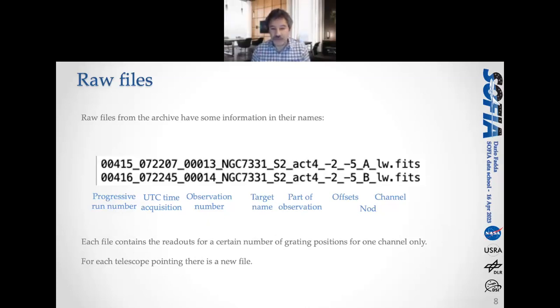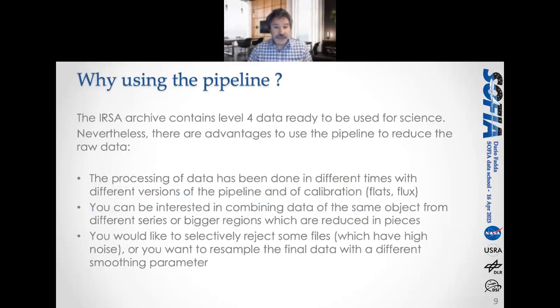In this case, we have 2 files observed with offsets -2 and -5 in X and Y. Then we have the nod. These are chop-nod observations, so the nod is AB in this case, and these will be added later. Then the channel, in this case LW, long wavelength; the red channel is called that. The blue channel is called SW, short wavelength. And of course, it's a FITS file. So this is the description. And remember, for every pointing, a new file is generated.